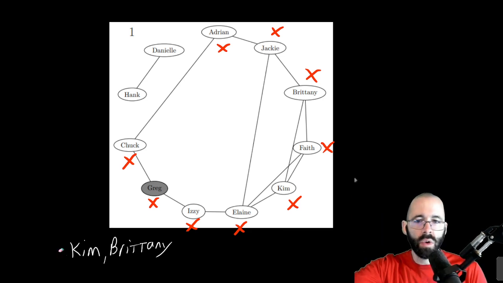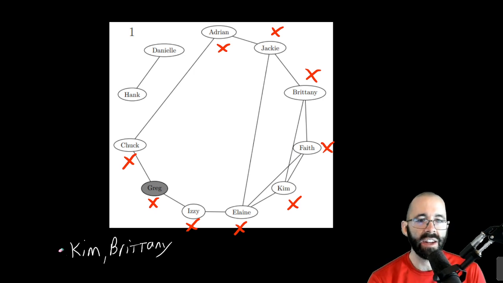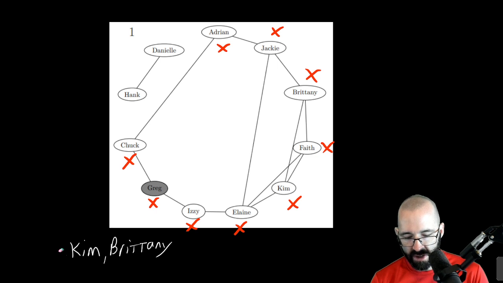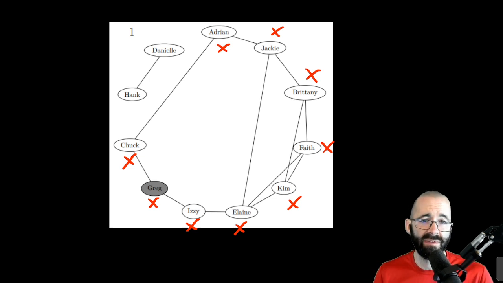Do whatever recording information we need with Faith. And then there's nothing to add. There are no unmarked adjacent nodes for Faith. Then do the same thing with Kim. Then do the same thing with Brittany. And now we have traversed the graph as much as we could.